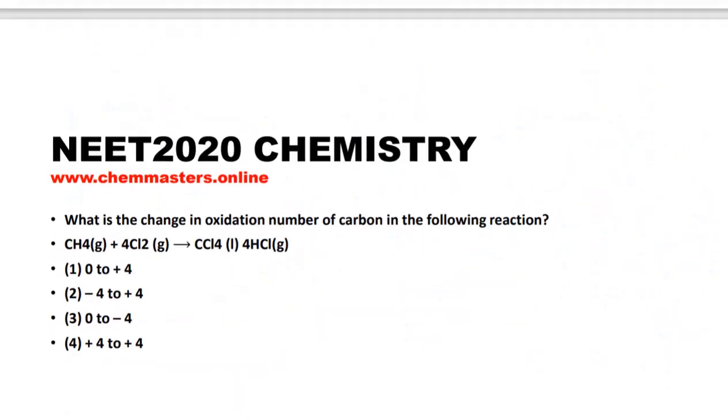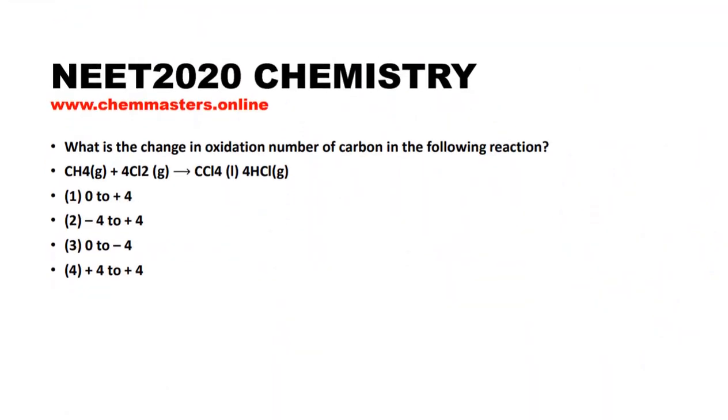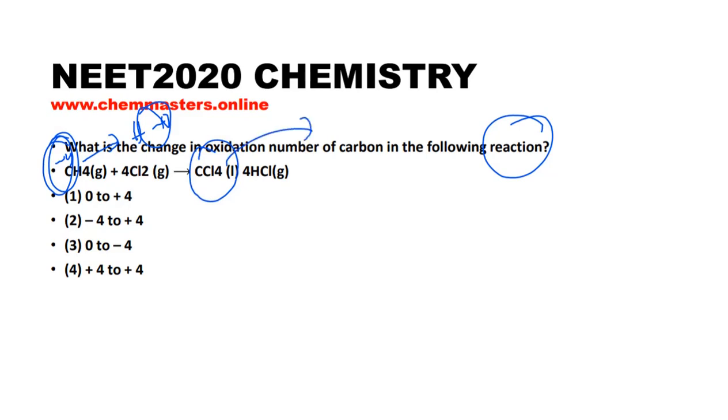Okay, right. The next question. What is the change in oxidation number of carbon in the following reaction? You can see carbon here with -4, because the electronegativity of carbon is more than hydrogen, and hydrogen is in the +1 oxidation state, that's why carbon is -4. If you look at the product, chlorine is more electronegative than carbon, so each chlorine is in the -1 oxidation state, so the carbon is in the +4 oxidation state. So from -4 to +4 is the correct answer.